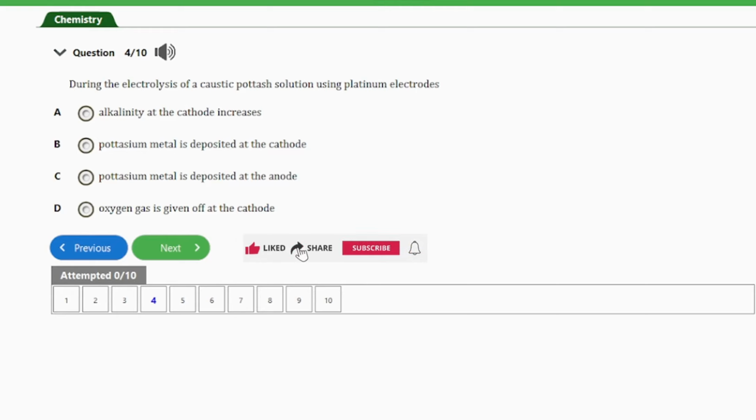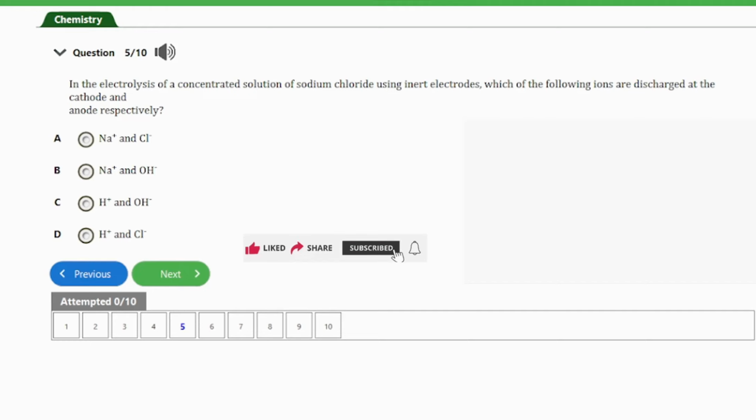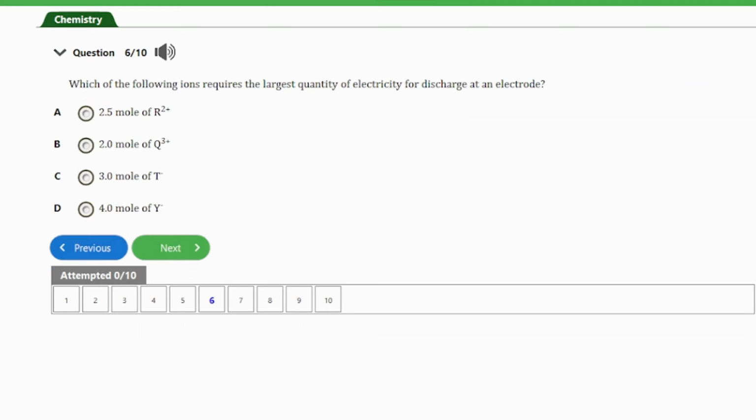And let's quickly consider the next question. Question number 5. It says, in the electrolysis of a concentrated solution of sodium chloride using inert electrodes, which of the following ions are discharged at the cathode and anode respectively? We've answered this question before now, and the answer is hydrogen ion and chloride ion. So the hydrogen ion will be discharged at the cathode, whereas the chloride ion will be discharged at the anode. So that's it for that question. Let's consider the next question. Question number 6.